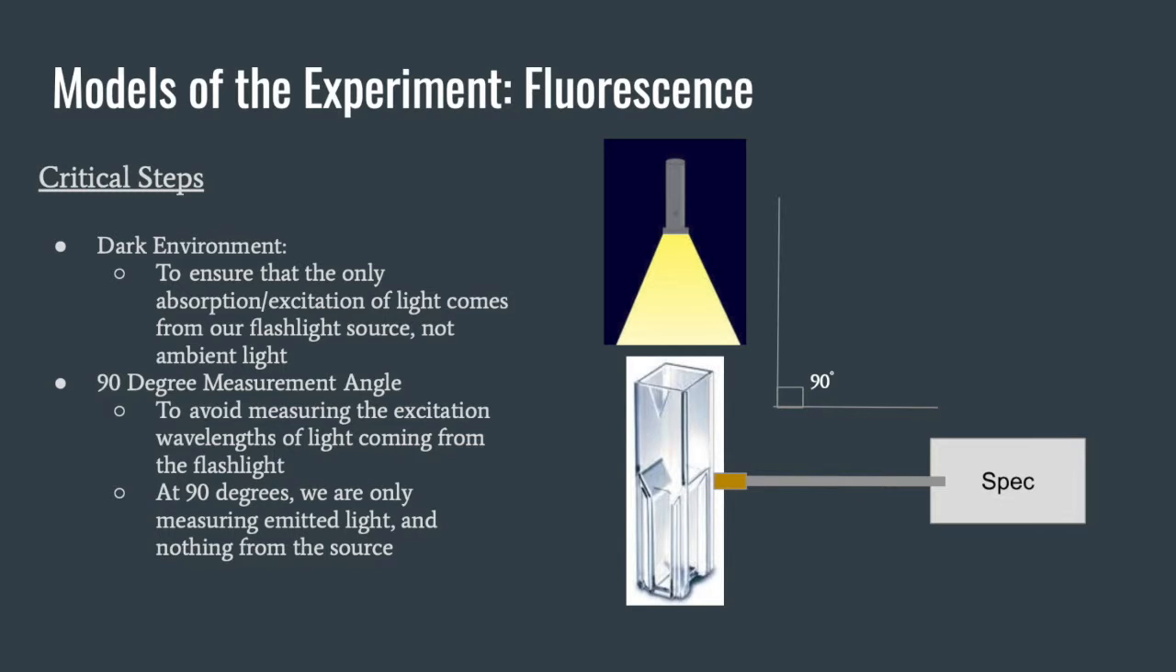There were two critical steps when gathering fluorescence data. The first one was a dark environment to make sure that the only light coming in was from our flashlight and not from ambient light around the classroom. In addition, a 90-degree measurement angle was a critical step. This was to avoid measuring the excitation wavelengths of light coming in from the flashlight, and at 90 degrees we are only measuring light emitted from the sample.